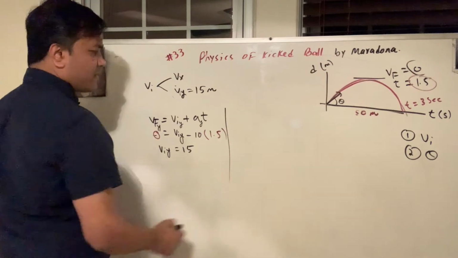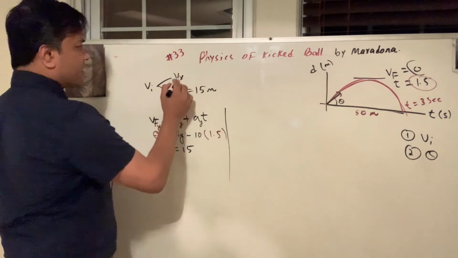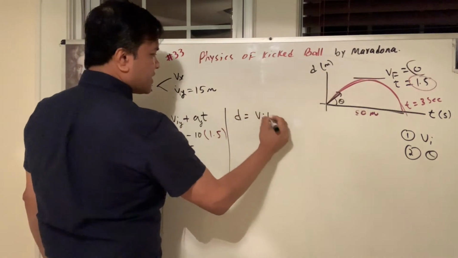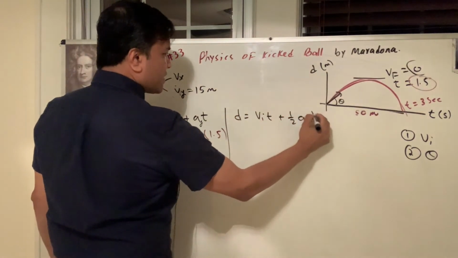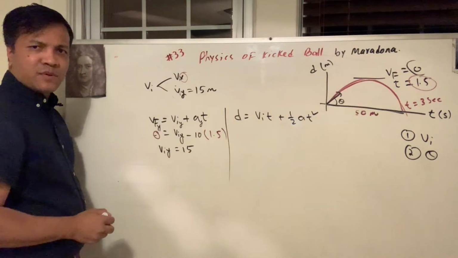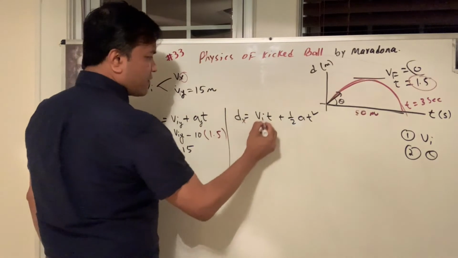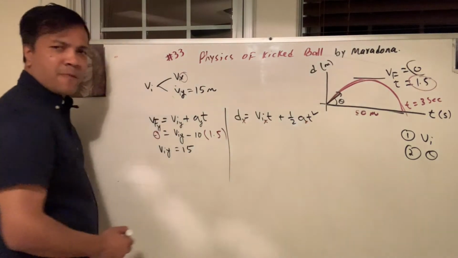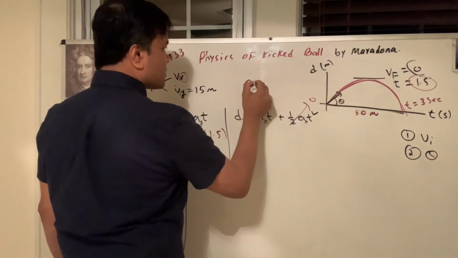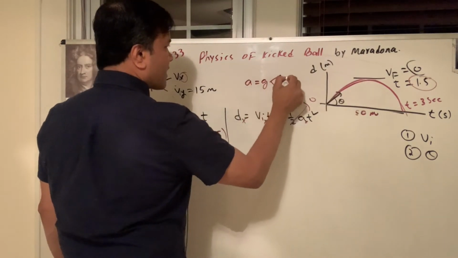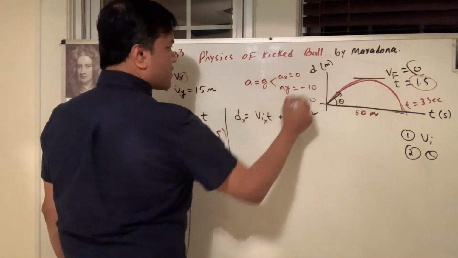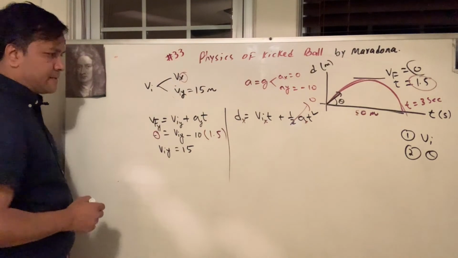Now we have to find Vx, Vix. How can we find Vix? Let's use this formula: d is equal to Vit plus half at squared. Remember, we are trying to find the x component of velocity, so let's put x. And this term goes to 0, of course, because the acceleration due to gravity in the x direction is 0, while the acceleration due to gravity in the y direction is negative 9.8.